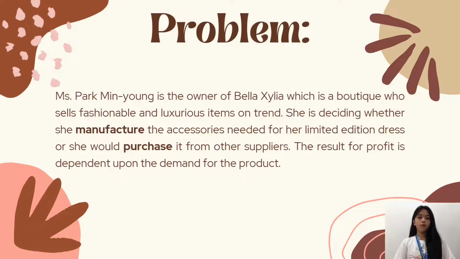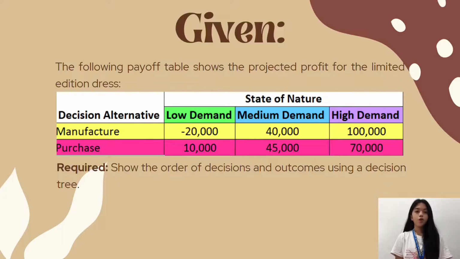So, for our problem, Miss Park Minyong is the owner of Bella Sailia, which is a boutique that sells fashionable and luxurious items on trend. She is deciding whether to manufacture the accessories needed for her limited edition dress or to purchase them from other suppliers. The result for profit is dependent upon the demand for the product. The following payoff table shows the projected profit for the limited edition dress.